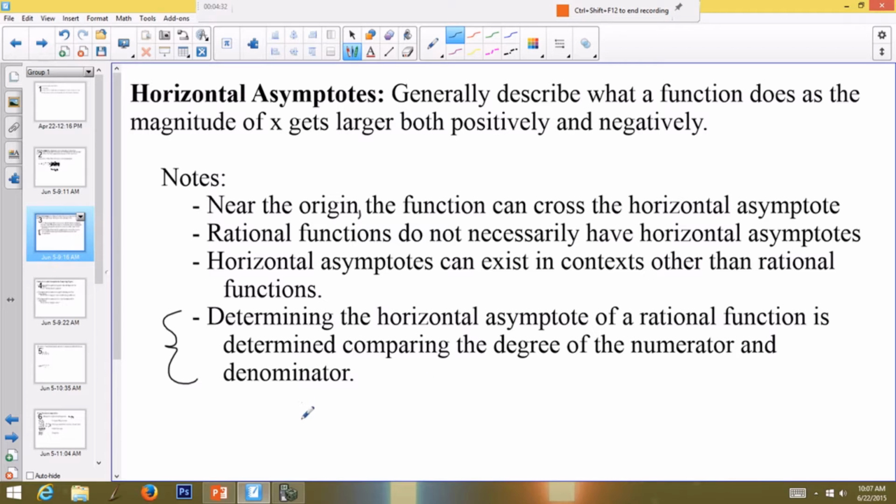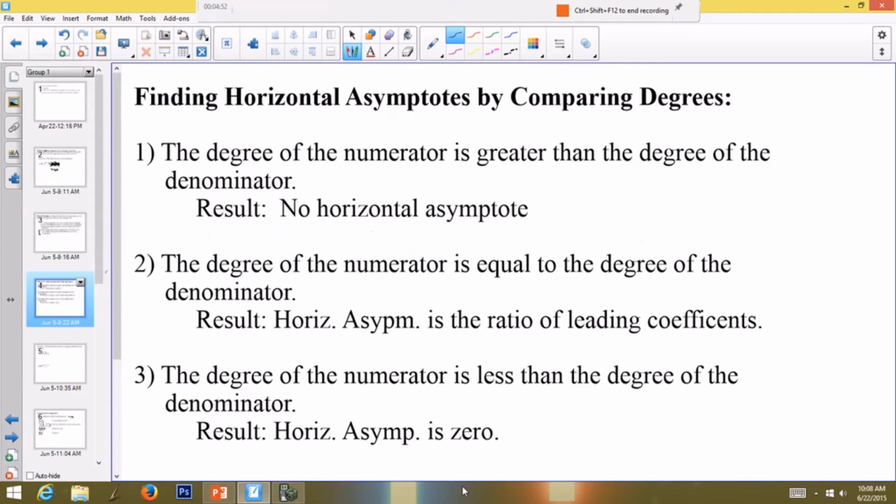And then how do we figure out what the horizontal asymptote is? Well, it's dependent upon the ratio of the degree of the numerator and denominator. So what we're going to do is look at the highest powered term of both the numerator and the denominator, and we're going to compare them according to these following rules. So when I'm asked to find my horizontal asymptote, I'm going to compare the degrees.